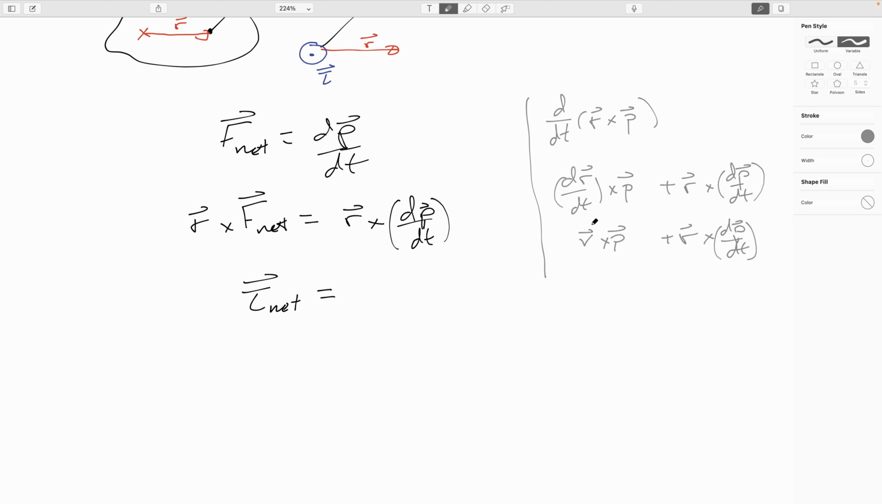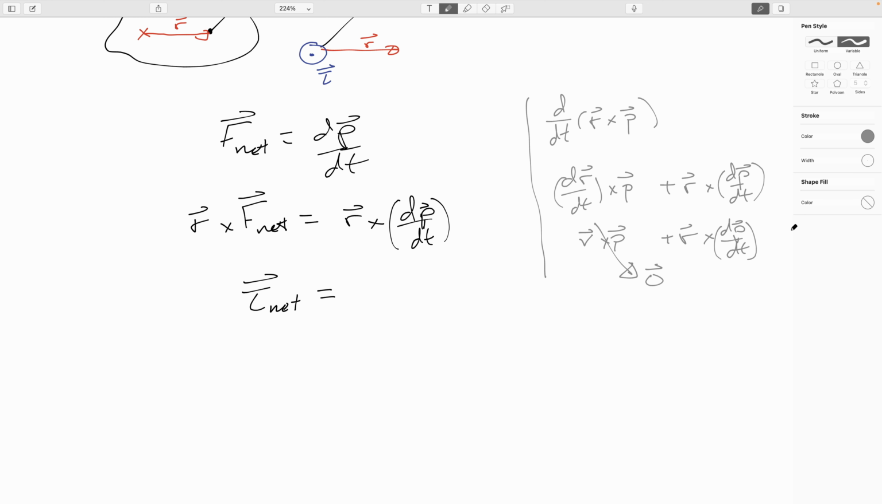Now, you should be able to convince yourself that v cross p is equal to 0. Why is that? Go ahead and pause the video and get back with me. Okay, the reason is because p and v always point in the same direction. So the angle between them is 0. The sine of 0 is 0. So v cross p is the null vector.